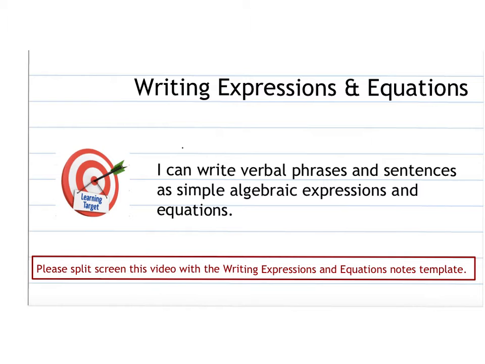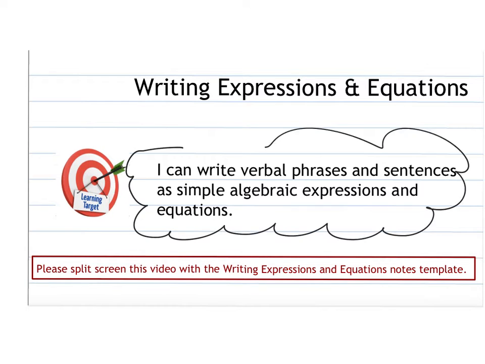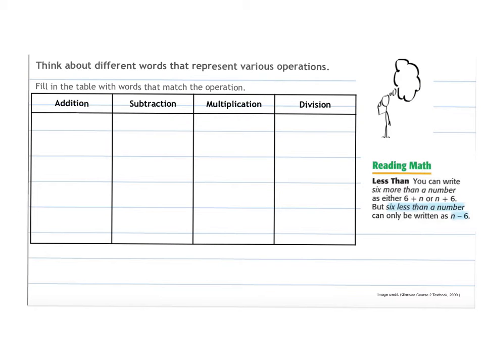Our learning target is being able to write verbal phrases and sentences as simple algebraic expressions and equations. So before we can write expressions and equations, we need to make sure we understand different words and how they represent different operations. So I'm going to give you some words that I want you to fill in the table for each operation. But before I start, I want you to see if you can come up with at least one word, maybe two per operation, and write it down that represents that operation in a word instead of by the symbol.